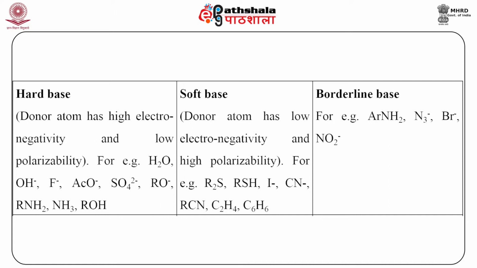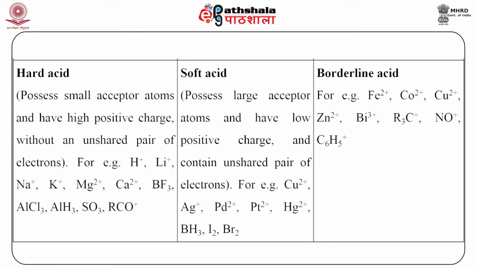Borderline bases, that means these neither lie in the soft base class nor the hard base class. For example, we have the arylamines, the azide ions, the bromide ions, and the NO2 minus ions. Now students, let us go to hard, soft acids and borderline acid cases.